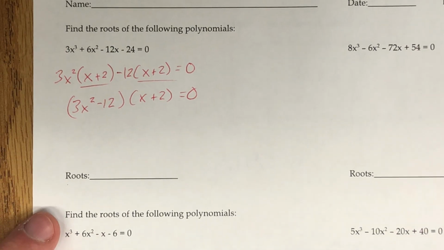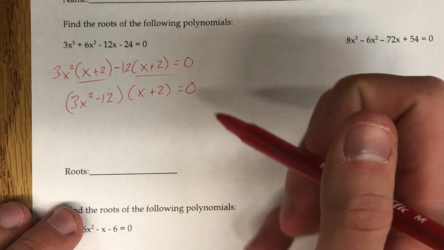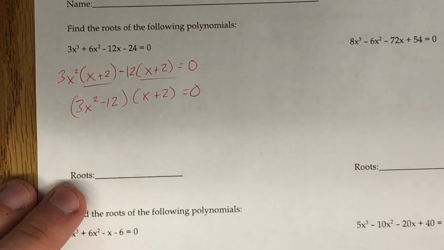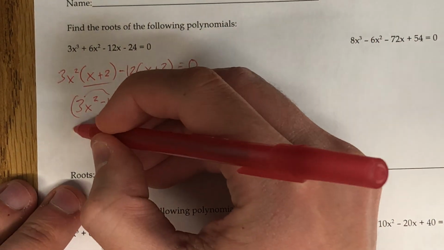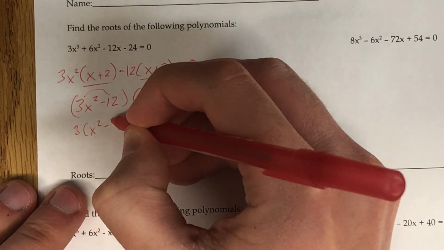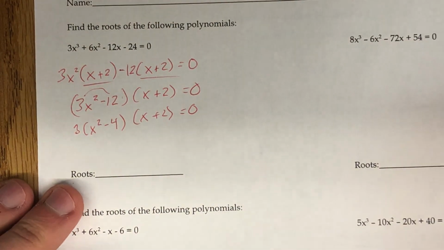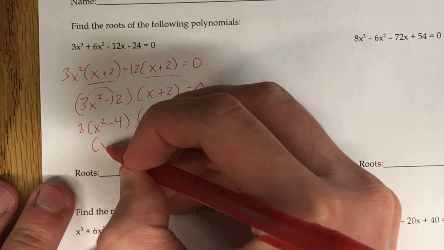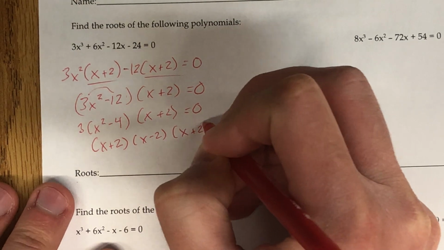Interesting setting here. So notice our a value is not 1. What we can do here is we can actually factor a GCF out of this one if we'd like. So factor out 3 from each. And now this looks like something we could potentially factor. X squared minus 4, so multiply to negative 4, add to 0. It's a difference of squares, so that'd be x minus 2, x plus 2.